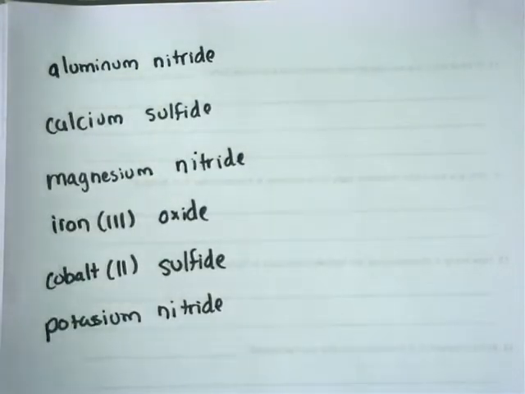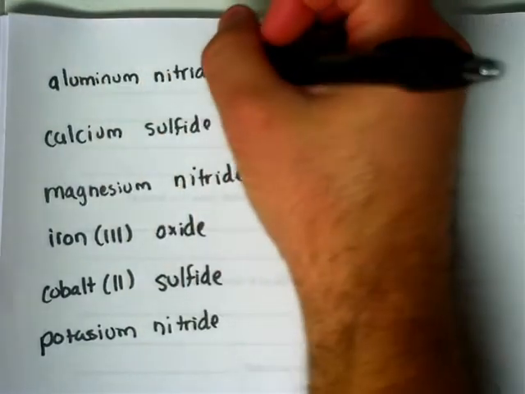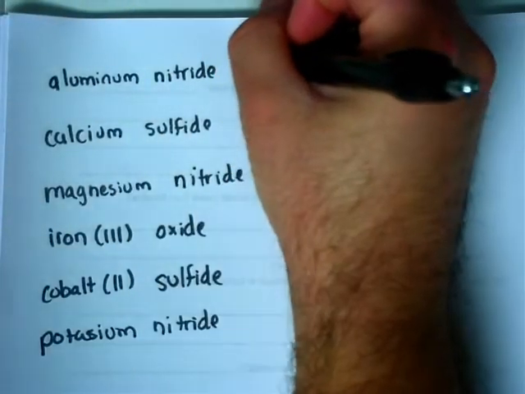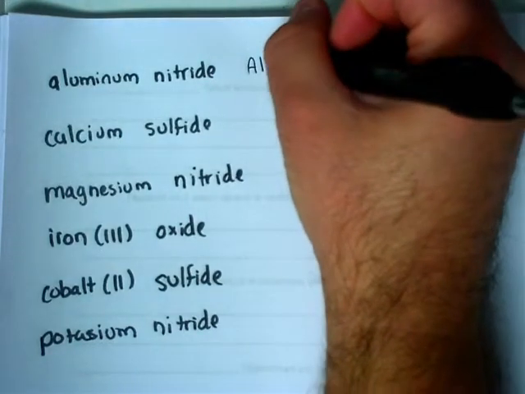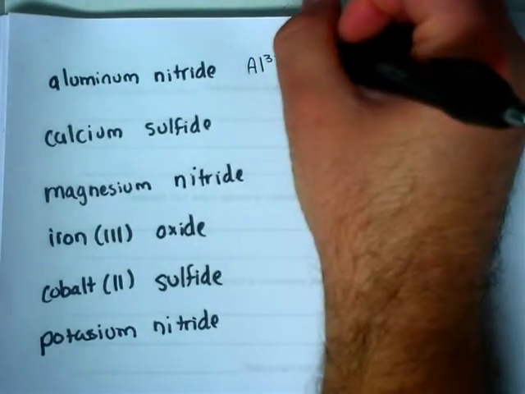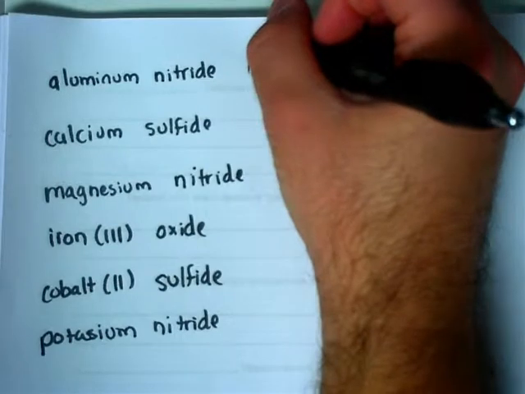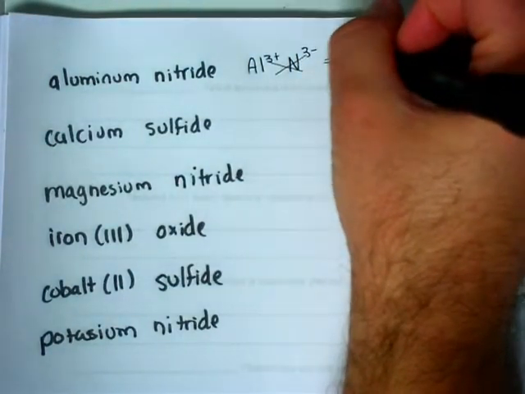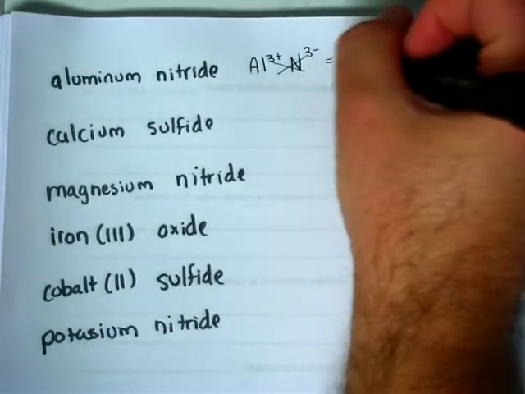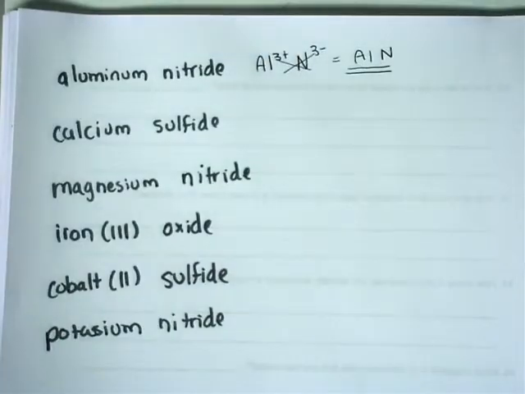Aluminum nitride. Aluminum, of course, is Al. And what's its charge? 3 plus. And what about nitride? N, and it's 3 minus. Do we bring down the 3's at all? Because they would cancel out. That leaves us with just AlN. Raise your hand if you got AlN as the answer.